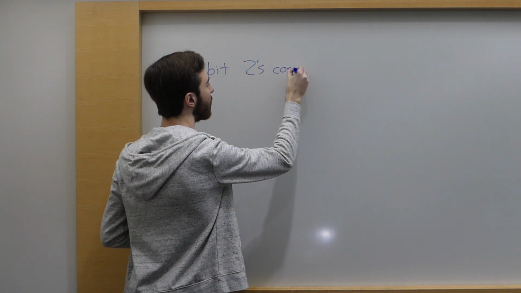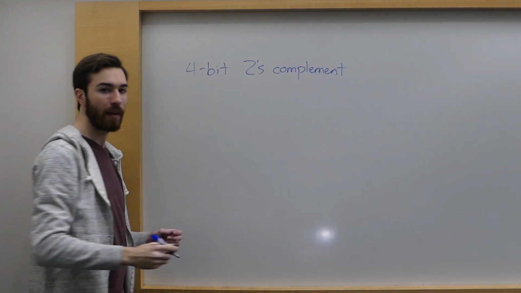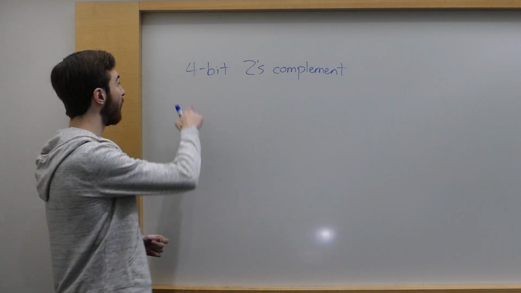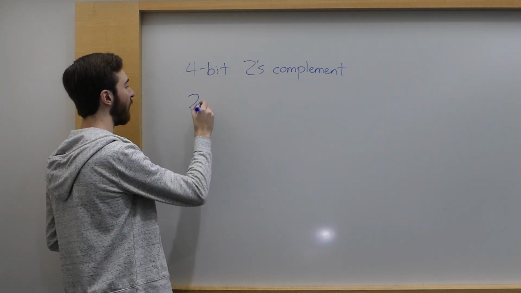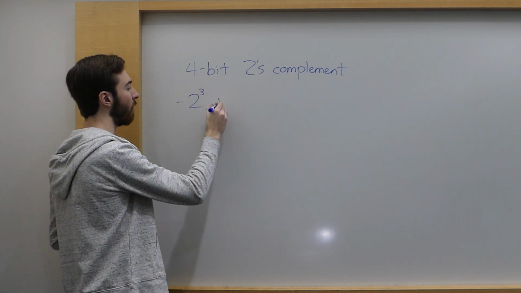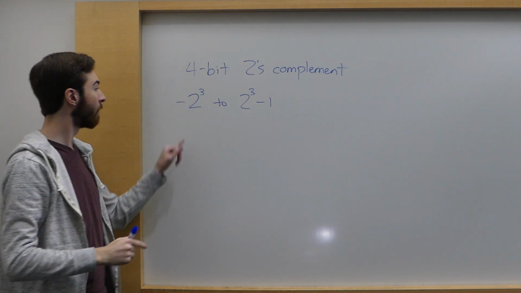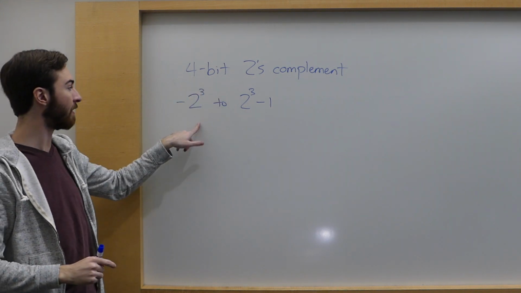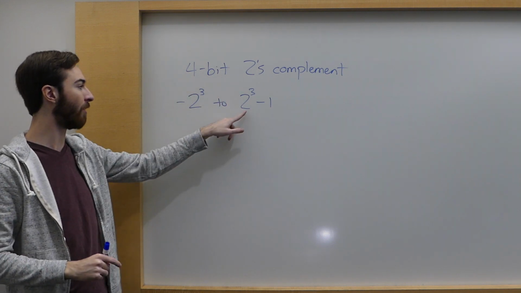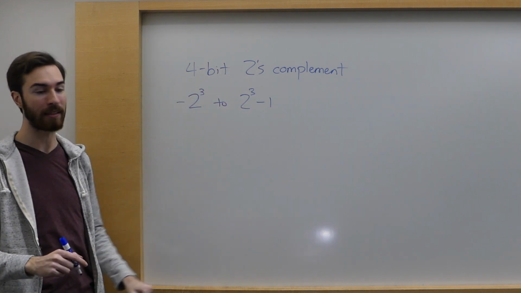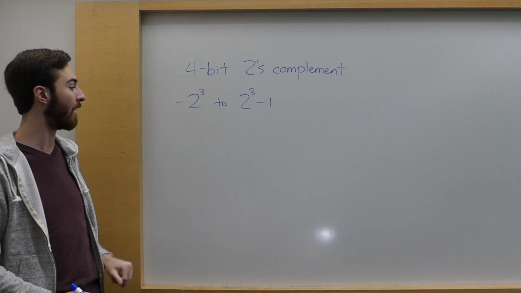2's complement numbers. Our numbers would be 4 bits wide. And if we're working with 4-bit 2's complement numbers, we can express numbers in the range -2 to the third to +2 to the third minus 1. However many bits you have, it's -2 to the power of 1 less than that number, to 2 to the power of 1 less than that number, minus 1. That's the range of values you can express in n bits of a 2's complement number.